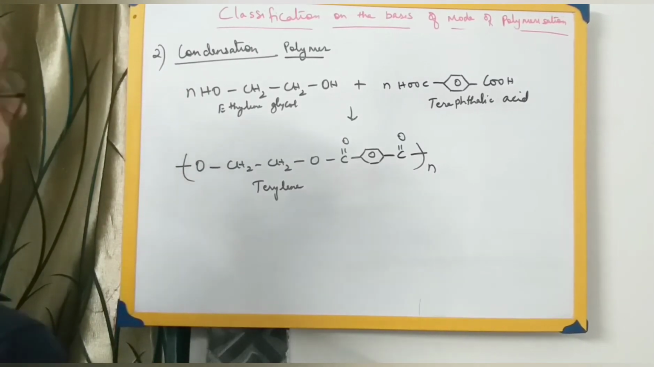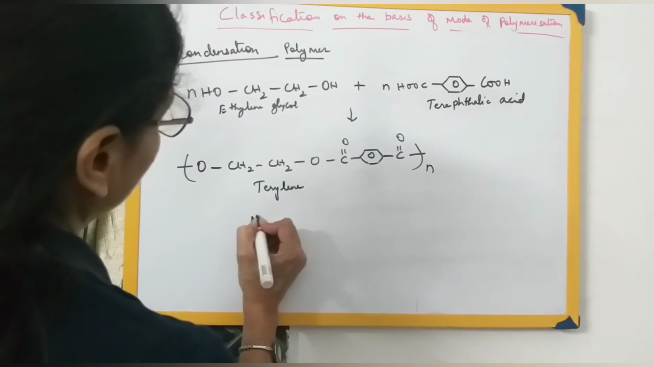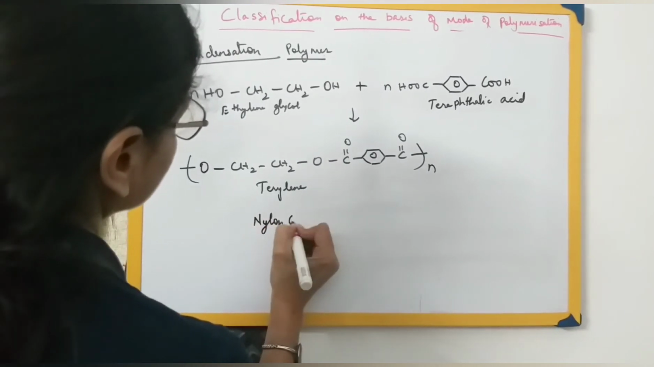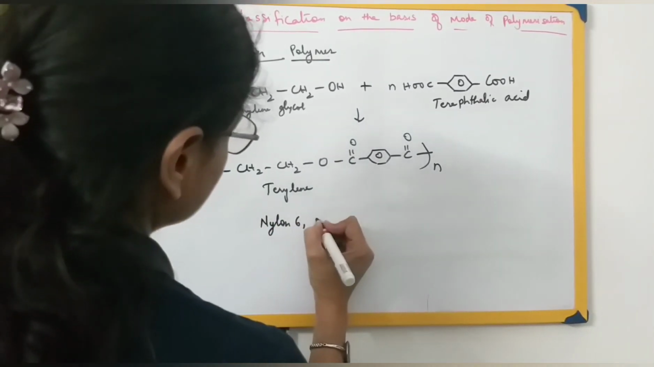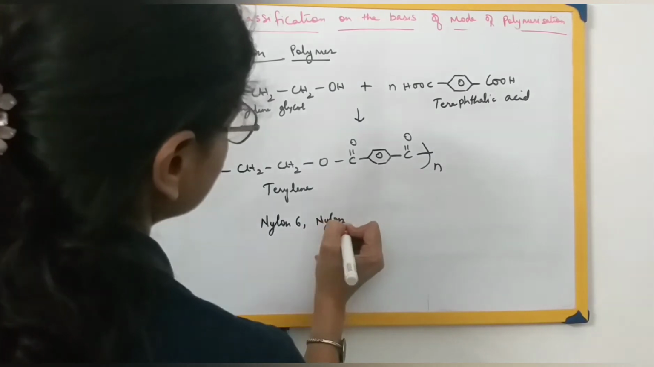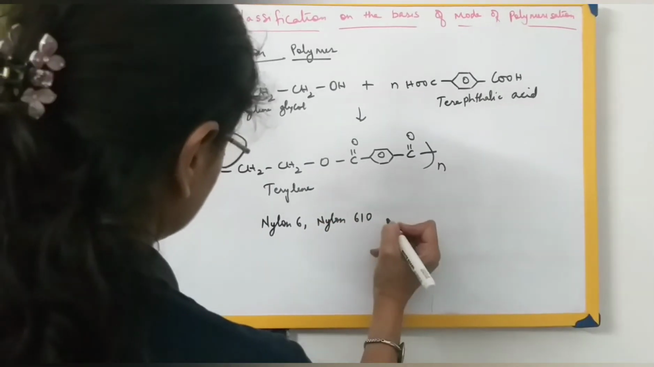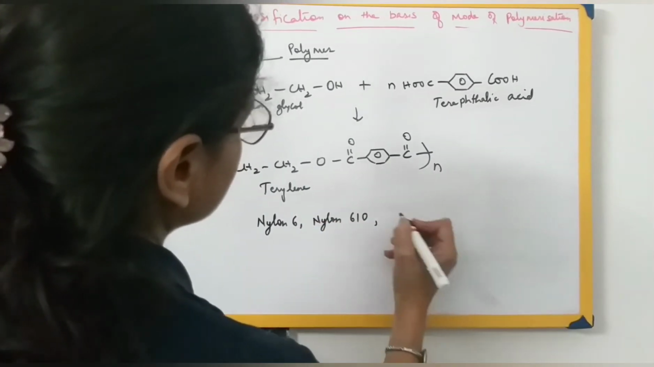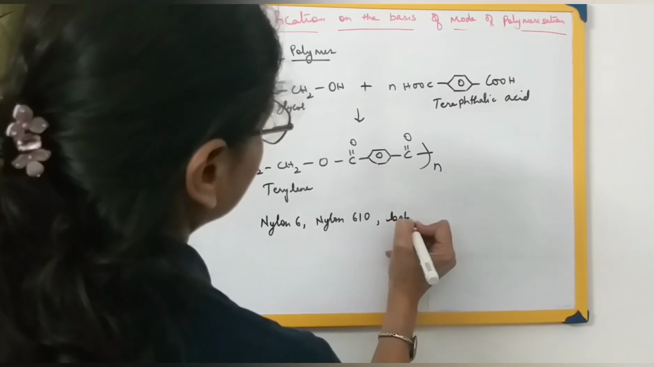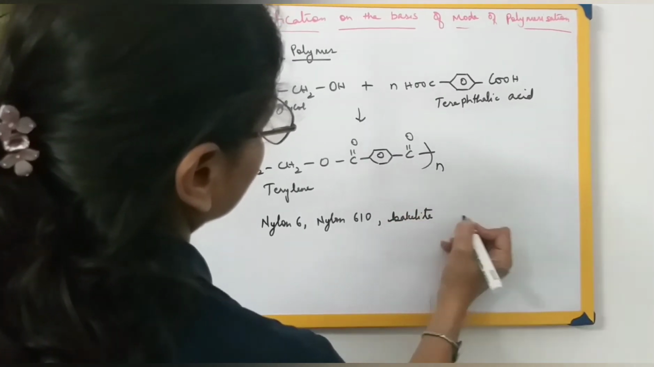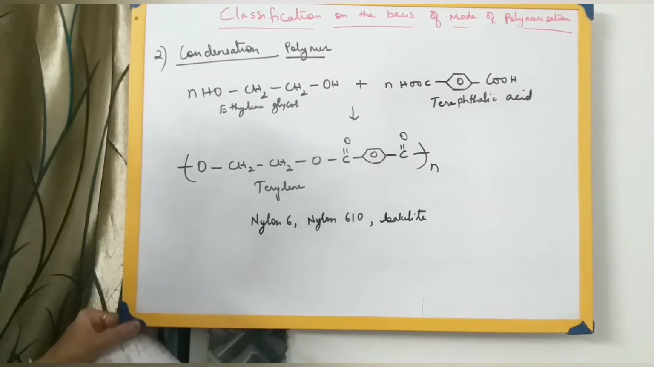A few more examples of condensation polymers are nylon 6, then nylon 610, although it is not part of the syllabus, it is just there as an example so that you learn it. Then Bakelite. All these are examples of condensation polymers.